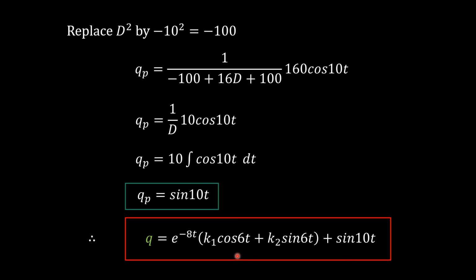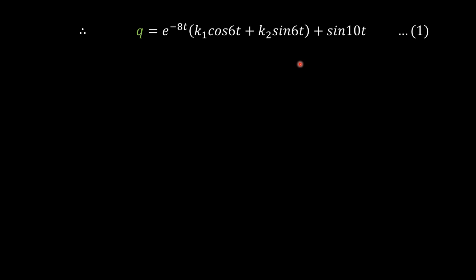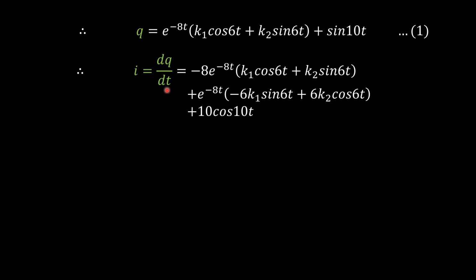Now we also want to obtain the current in the circuit at any time t. So what we will do? We will differentiate this relation for q with respect to t. So let us do that. So q is this, therefore we call it 1. Therefore, I is equal to dq upon dt. So differentiate this relation with respect to t.